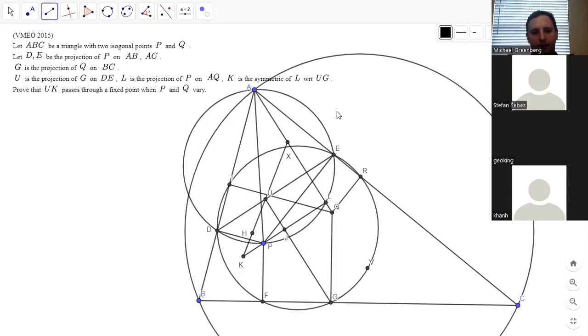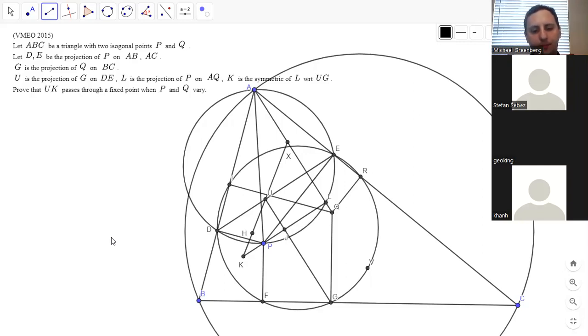How do you know that X, K, and U are collinear? Oh, is it because of homothety? Because L is the reflection. Yeah. Okay. Maybe just an angle chase. It depends. Okay. Oh wait, actually, I didn't prove that X, U, and H are collinear. I only proved X, U, and K.